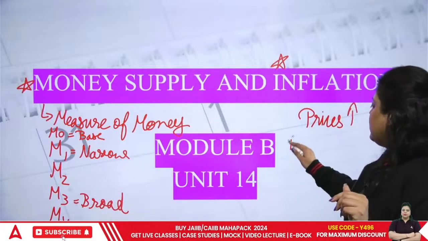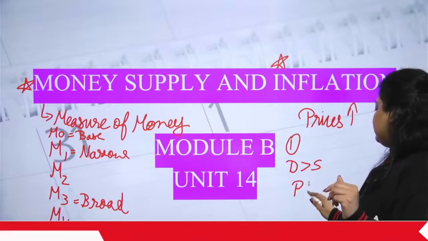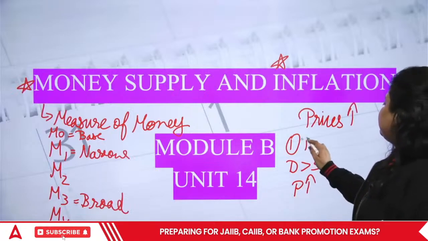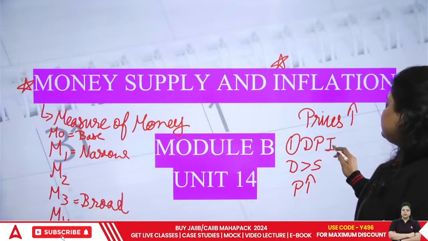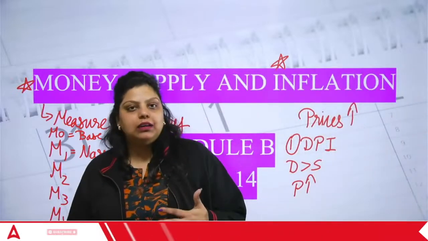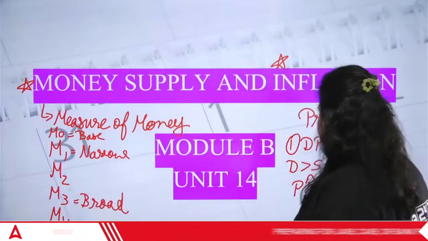The first cause they have said is that the demand is more than supply, that's why prices are rising, and that's why inflation is there. This has been named demand pull inflation. It means demand pulls the inflation, because demand is more comparative to the supply. That is your demand pull inflation. That's the first cause they have given us.